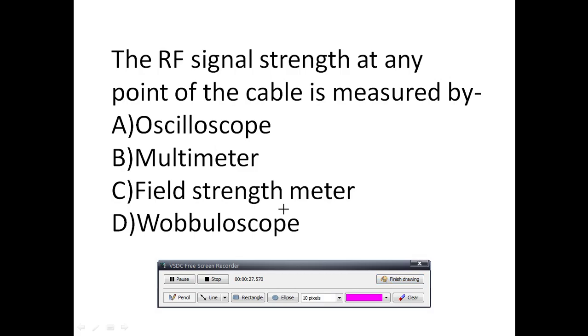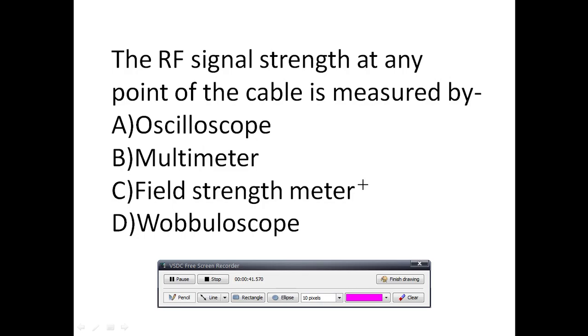Here, oscilloscope is not the correct answer. Why? Because an oscilloscope is a type of electronic test instrument you might have studied in your BTech or diploma classes. Oscilloscope gives you the clear picture of the wave, but it cannot give you the field strength. Okay?